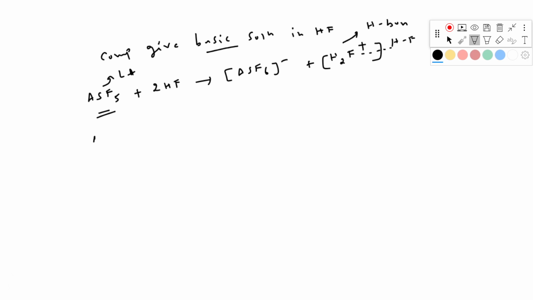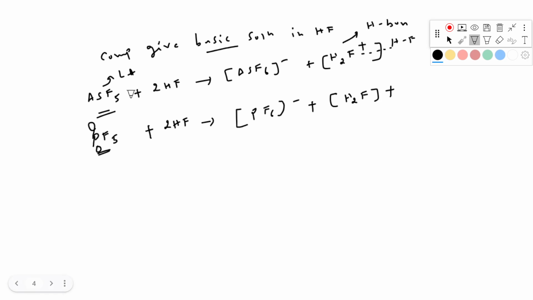Next option is PF5, and if it reacts with HF, it will give the same thing. Empty orbitals are there, so it will take F minus. The compound formed is PF6 minus and H2F plus. Next option, BF3, a Lewis acid, obviously we know this. With 2HF, BF4 minus plus H2F plus. So H2F plus is always more stable.